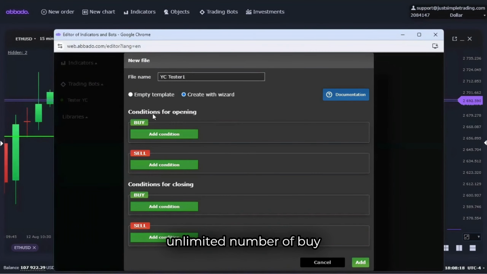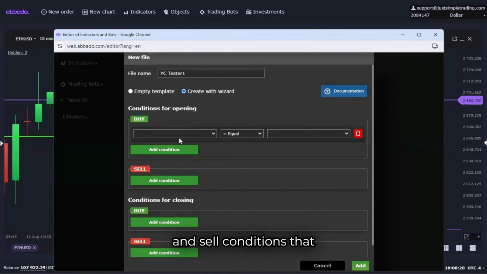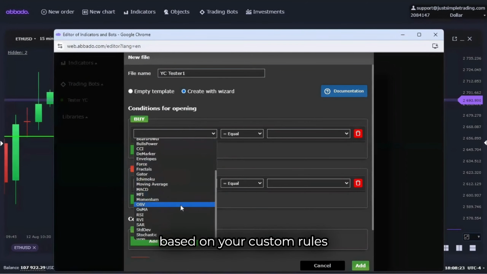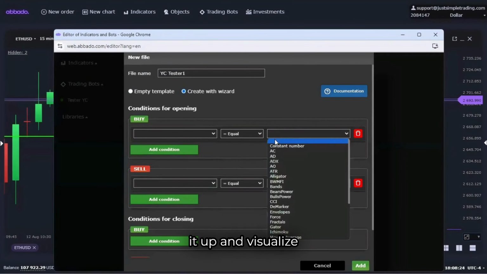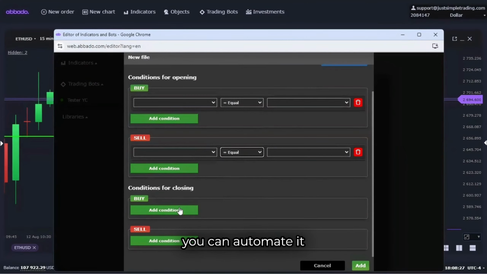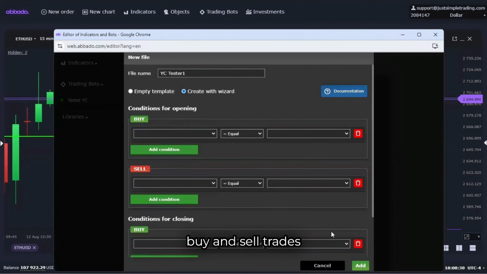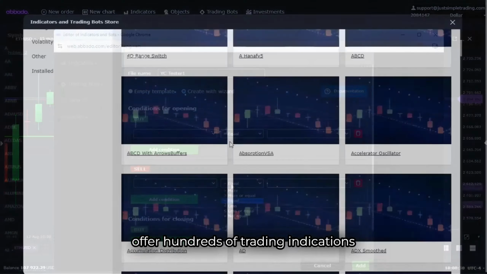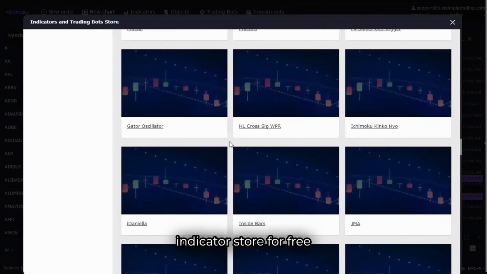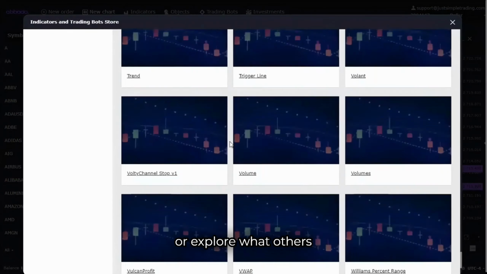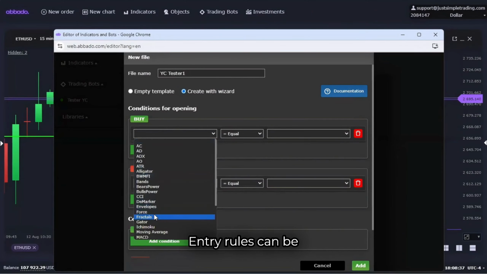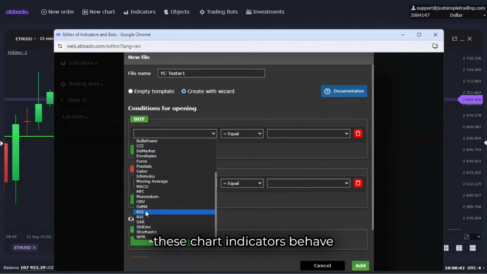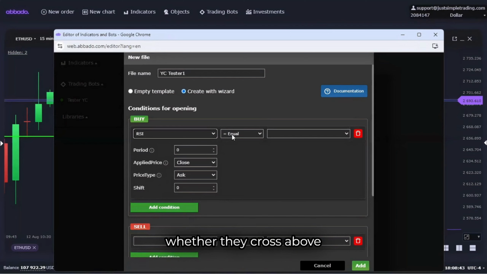You can create an unlimited number of buy and sell conditions that will automatically execute trades based on your custom rules. If you can dream it up and visualize it on your screen, you can automate it. The drop-down menus for buy and sell trades offer hundreds of trading indicators. You can download and install these from the indicator store for free, or explore what others have created and uploaded for testing. Entry rules can be set based on how these chart indicators behave, whether they cross above or below specific thresholds, act in opposition to one another, mirror one another, and so much more.